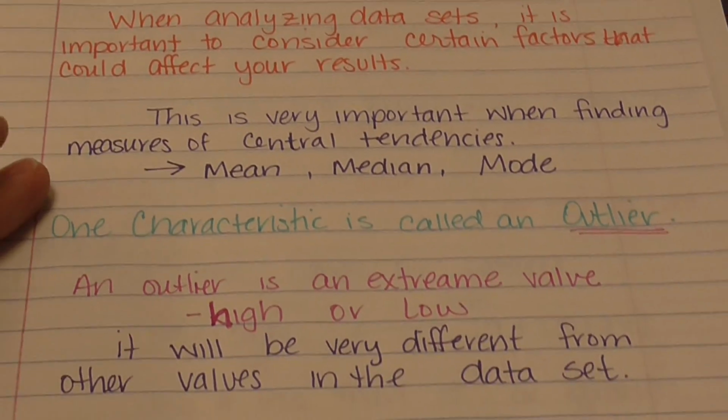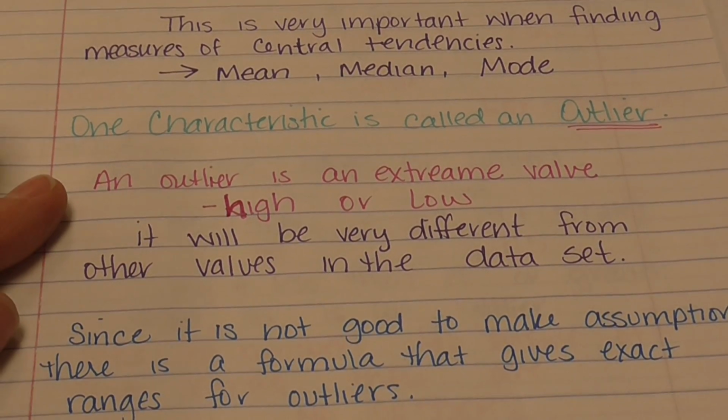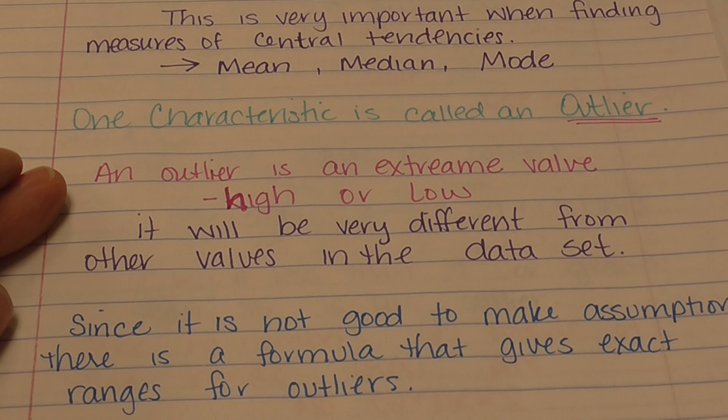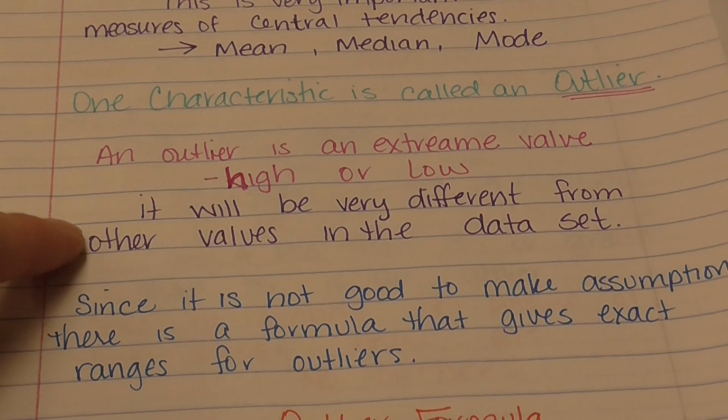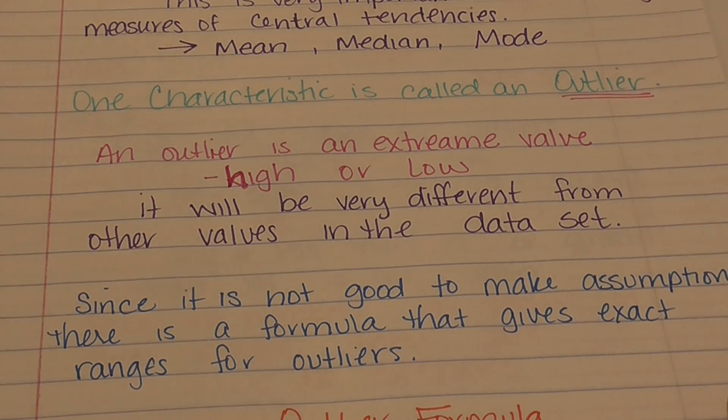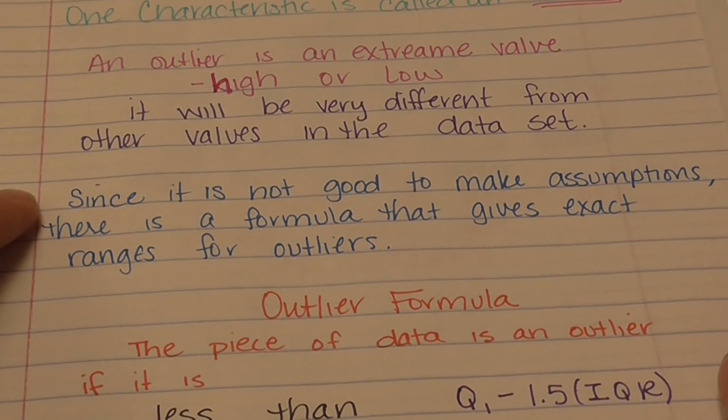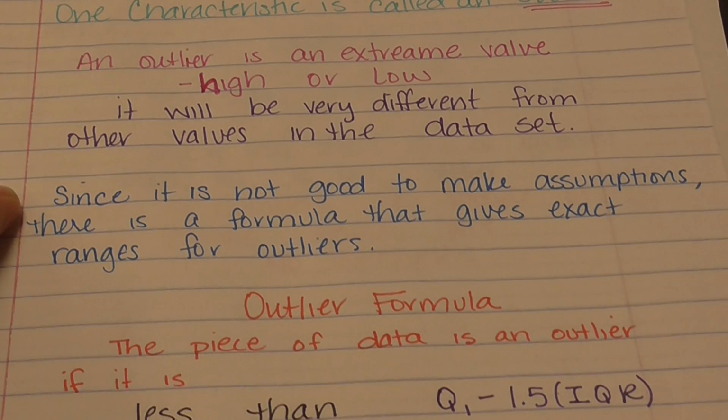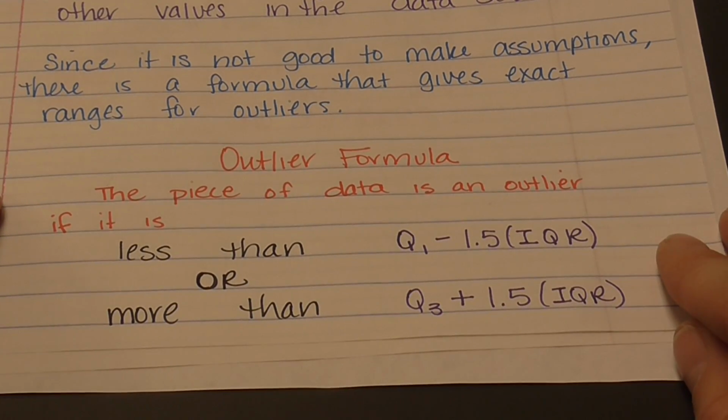So the outlier is an extreme value, a high or low. It really is what it sounds like, a piece of data that lies outside the rest of the data. It's going to be very different than other values in the set. So you can't just make assumptions and look at a piece of data and say, oh, that's an outlier. There's an exact formula that you need to use.